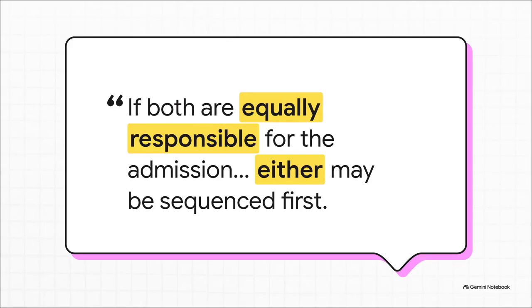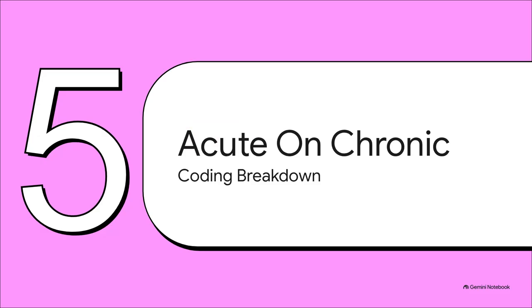Check out this direct quote from Section 2C that proves it. If both are equally responsible for occasioning the admission to the hospital and there are no chapter-specific sequencing rules, either may be sequenced first. This is a huge deal for defending your codes in an audit. If the documentation proves both acute conditions were equally responsible for the admission, it's a tie. And in a tie without chapter-specific overrides, you have the ultimate authority to sequence either one first.